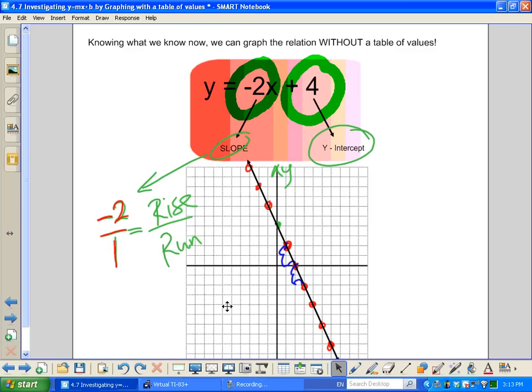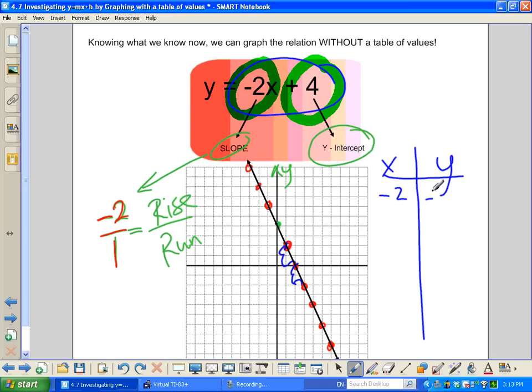If you want to check your answer, you could take out a table of values and just check. Let's substitute -2 into this equation. So -2 times -2 plus 4. -2 times -2 is +4. 4 plus 4 is 8. There should be an ordered pair of -2, 8. We'll take a look. There's -2. Oh, there's that point.